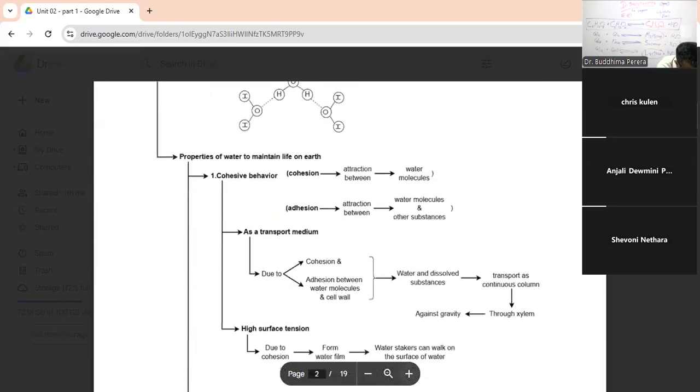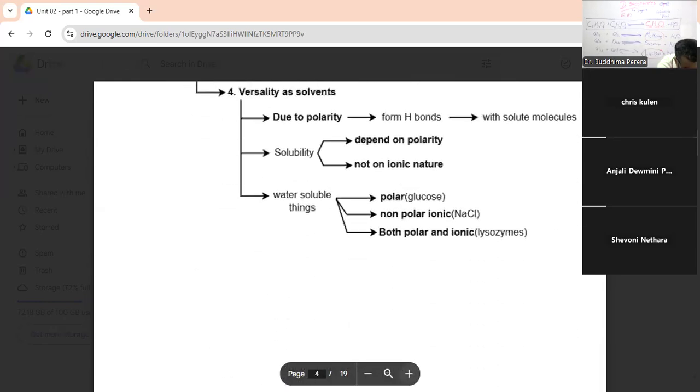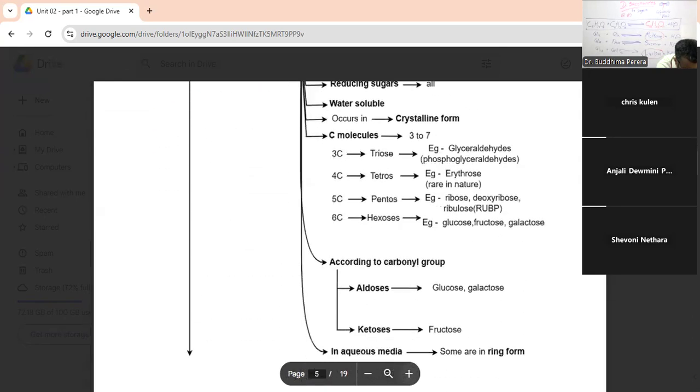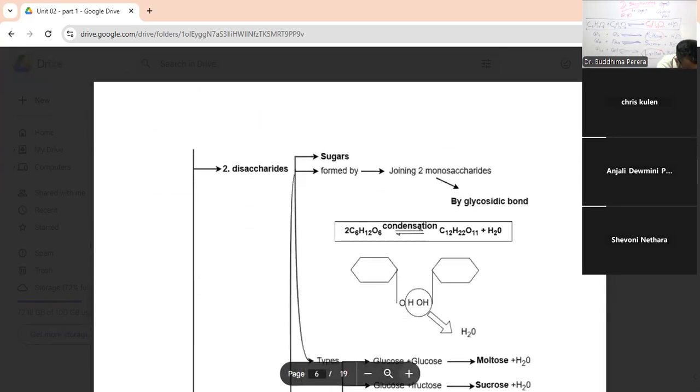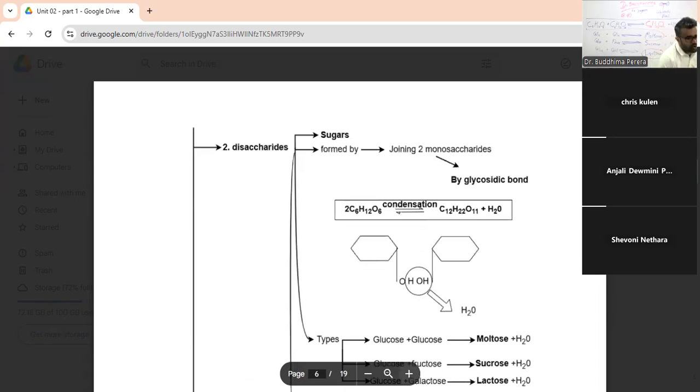Disaccharides. All the disaccharides are sugars formed by joining two monosaccharides by a glycosidic bond. Two hexoses, 2 C6H12O6, go through a condensation reaction to form C12H22O11, a disaccharide. Here's how the glycosidic bond forms: it removes OH from one monosaccharide and an H from the other monosaccharide.